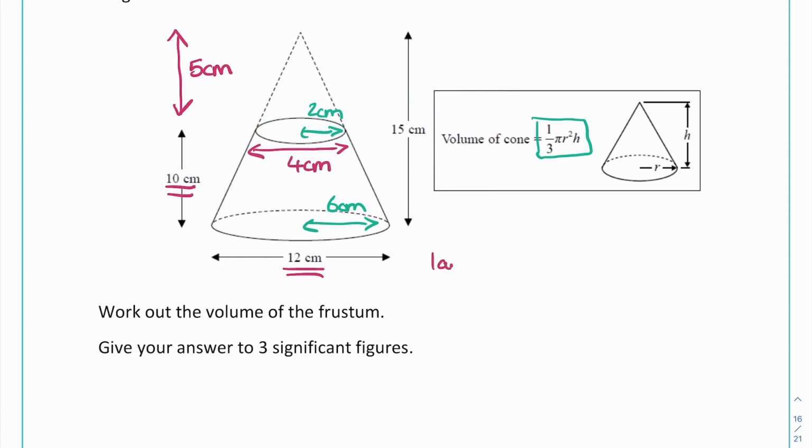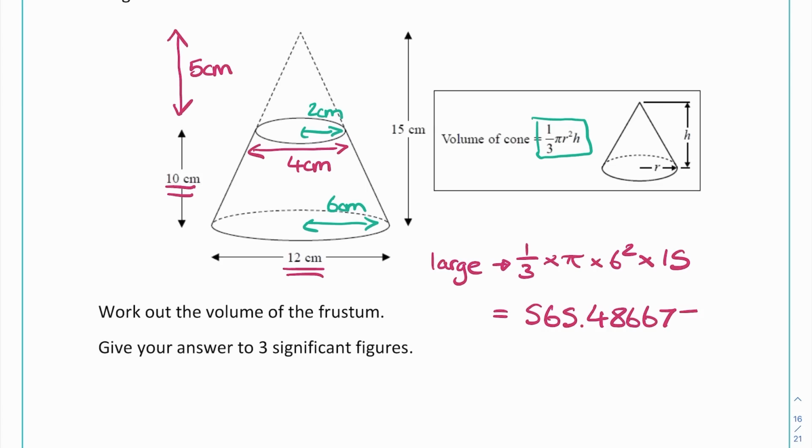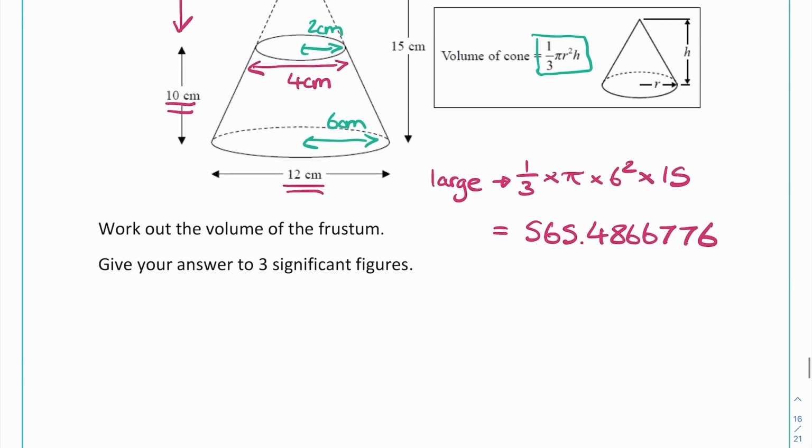So for the large cone, we'd just use the formula 1/3 multiplied by pi multiplied by 6 squared multiplied by the height, which was 15. So just type that into your calculator. 1/3 multiplied by pi multiplied by 6 squared multiplied by 15, and that gives us 565.4866776.